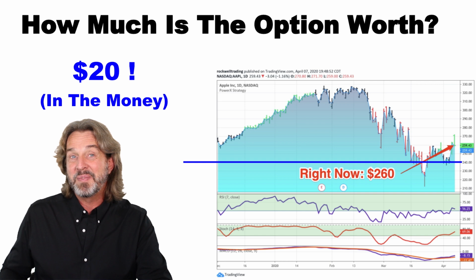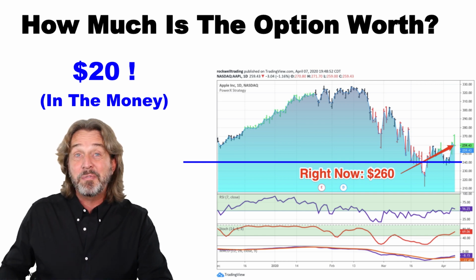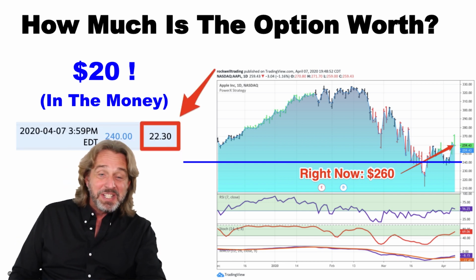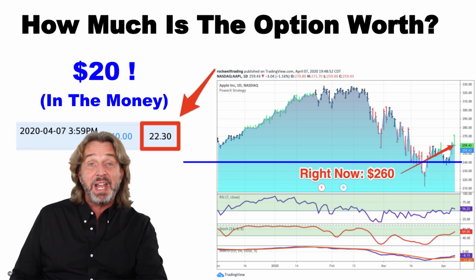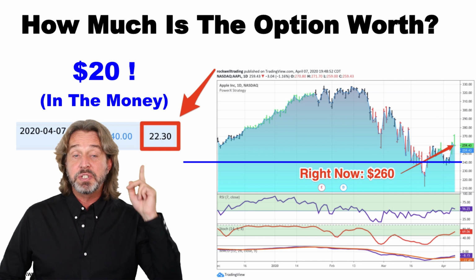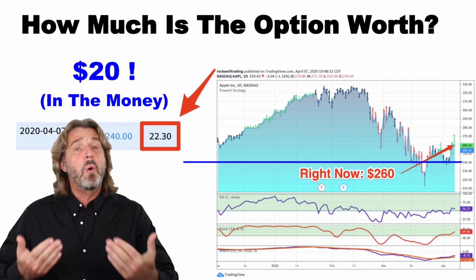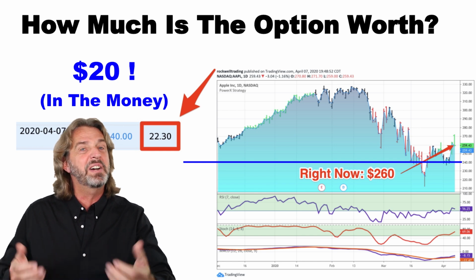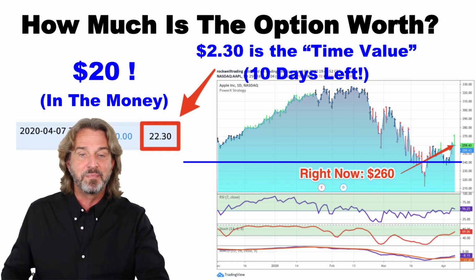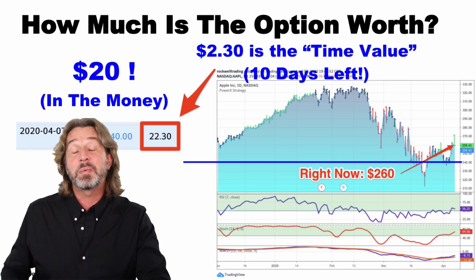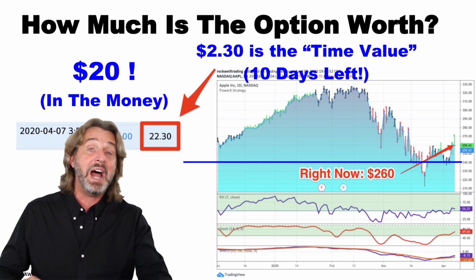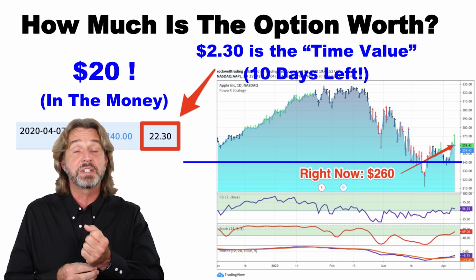But here's the kicker. If we look at the price of this option right now, you will see that this option right now is trading at $22.30. So why is this trading for more than $20? Why is there a so-called premium in there? This is what option traders call the time value. And here is why there's a time value.